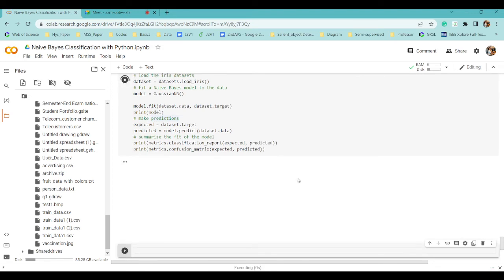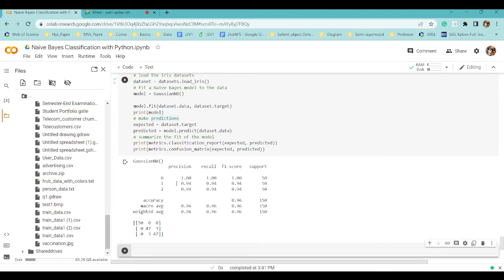This is the simplest one you can go for. My model was GaussianNB, which is what the print model is printing. In this classification report, the three targets are 0, 1, 2. What is the precision of that, the recall of that? It is giving comparatively good results. Accuracy is giving macro average 96, weighted average 96. And the confusion matrix report is this.